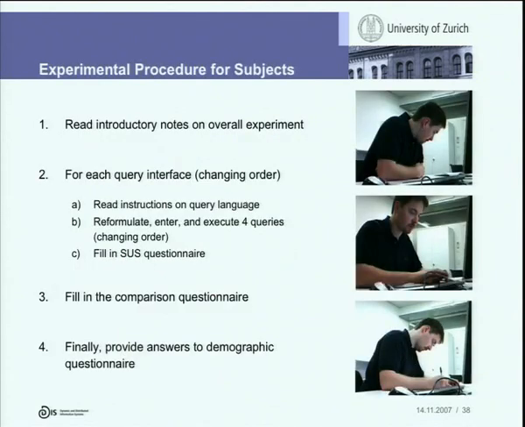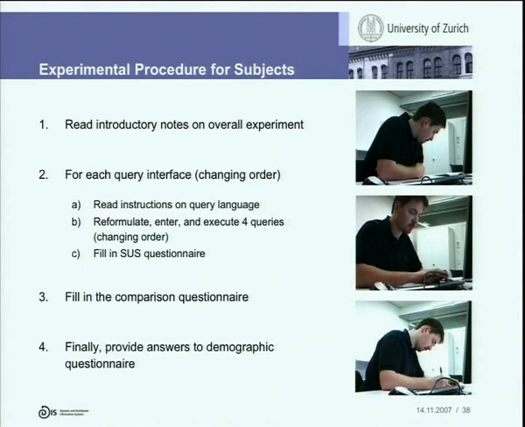The experimental procedure was essentially as follows. They got a piece of paper describing the overall experiment. Then for each query interface in varying order, they got some instructions, a one-pager on how the system works. They got the 4 questions they had to work on, and they executed them. Then they filled in a SUS questionnaire. The SUS is often called the quick and dirty usability test. It's a test with, I think, 10 questions on a 5-point Likert scale that people answer. How much did you like the system? How suitable did you think the system was for this use? Blah, blah, blah, etc. Then they filled out a comparison questionnaire between the systems. And at the end, they answered a demographic questionnaire, so we would have data about them.